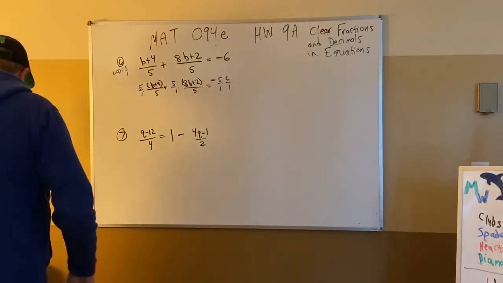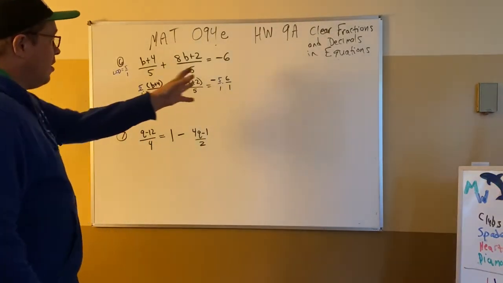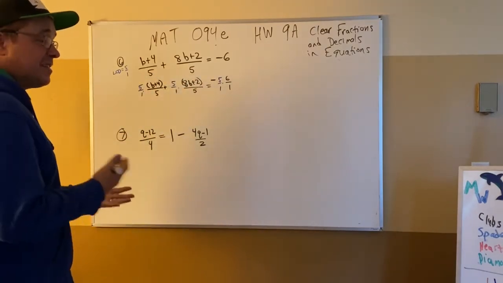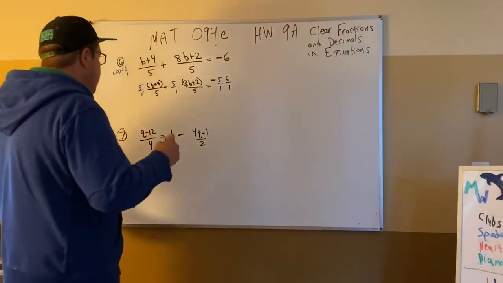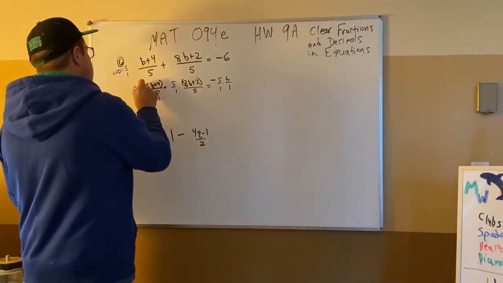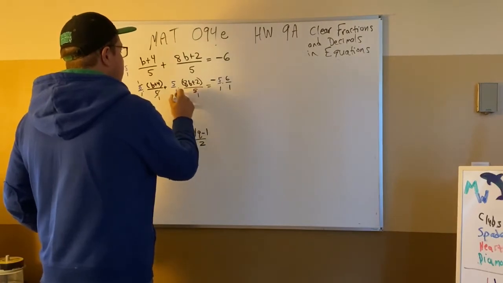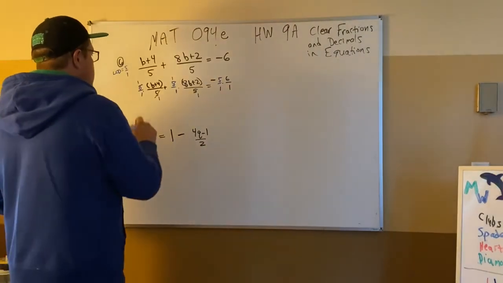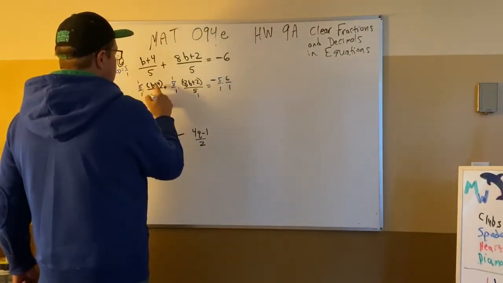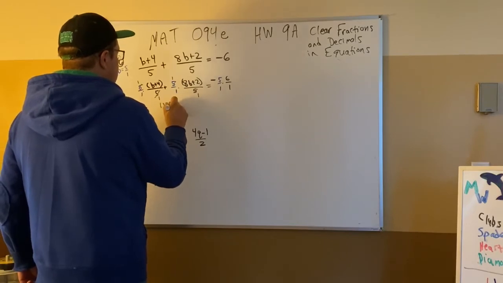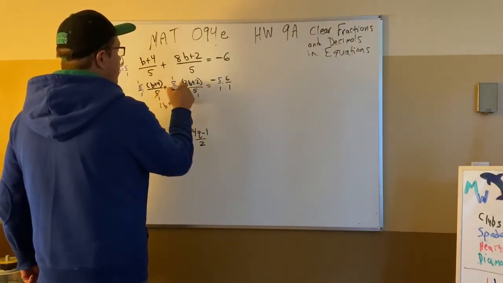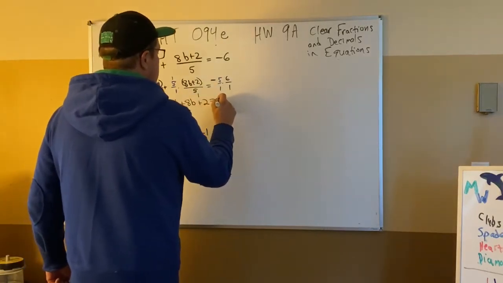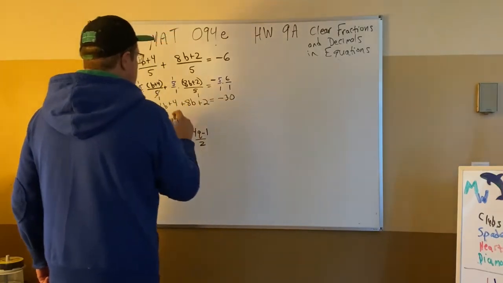So what happens when you do that, reminder, is it makes the target 5 times as big and it makes the other side 5 times as big, but it's still going to need the same number to create the balance that comes from finding the solution. So divide 5 by 5 for 1, divide 5 by 5 for 1, and we don't cancel over there where we already have 1s. So now I have 1 times b plus 4 becomes 1b plus 4, plus 1 times 8b plus 2 is 8b plus 2, equals negative 5 times 6, negative 30.